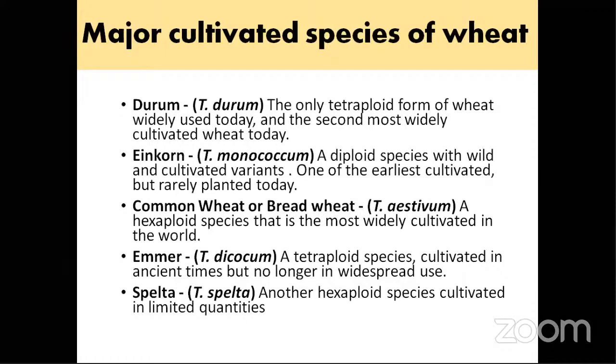Then comes the common wheat, or the bread wheat, like I told you, from which we prepare chapatis. That is Triticum aestivum. This Triticum aestivum is a hexaploid species, and it is the most commonly cultivated variety of wheat. Then emmer wheat is also there. It is tetraploid, and it was also grown in earlier periods. And then spelta, it is a hexaploid species, and it is grown in limited quantity. So the most common are the first three, that is Triticum durum, Triticum monococcum, and Triticum aestivum.